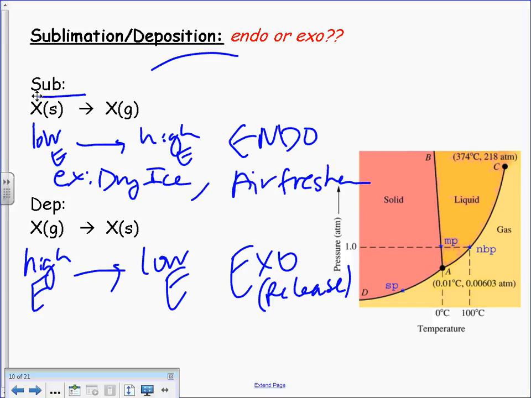An example of gas going to solid would be frost on your grass. We talked about dew, which was gas to liquid. Frost forming on plants outside would be an example here. Okay, so those are all your states of matter changes.